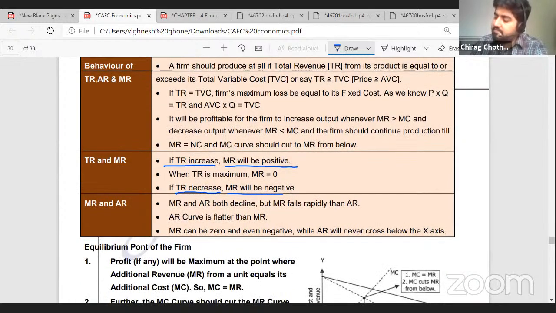MR and AR both decline. MR falls, should be false. MR falls more rapidly than AR. We all are aware about it. Both are downward sloping. This is our MR. This is our AR. AR curve is flatter than MR curve, and MR is steeper. MR can be 0. It can also be negative, while AR will never cross the x-axis. Right?